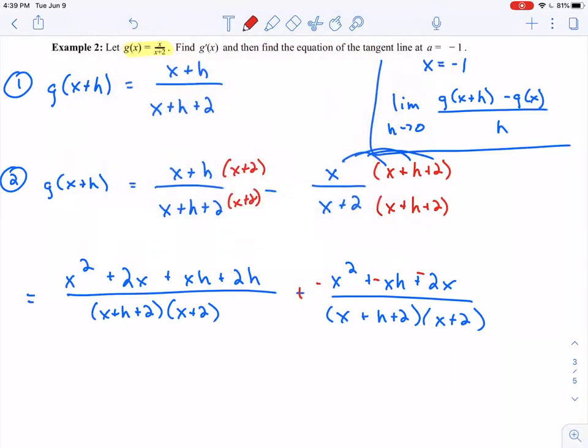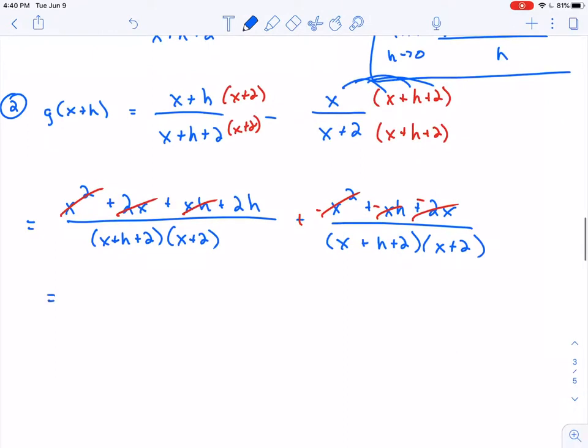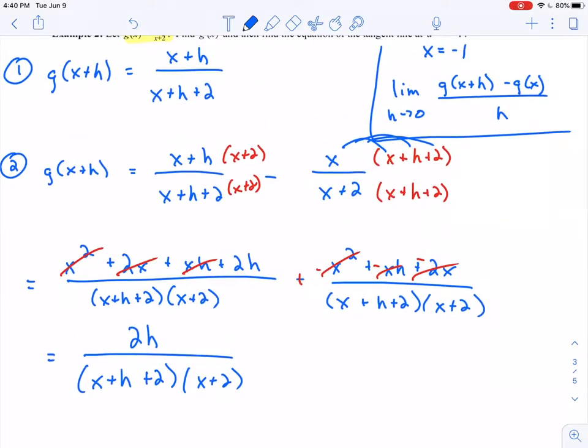So let's see, x squared plus negative x squared, look at that, those two cancel. Xh plus negative xh, those two cancel. 2x plus negative 2x, those two cancel as well. So the only thing I'm left with then is 2h divided by x plus h plus 2 times x plus 2. Oof. So there's a lot happening here, but I will say at this point, for this problem, the hardest part's already done. So okay, we have the numerator.